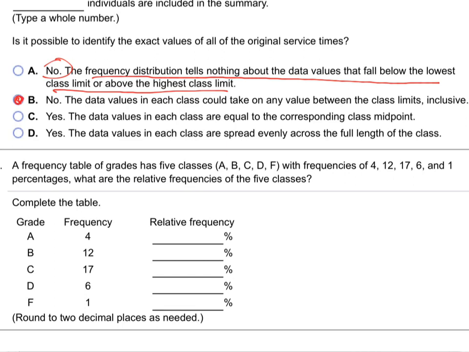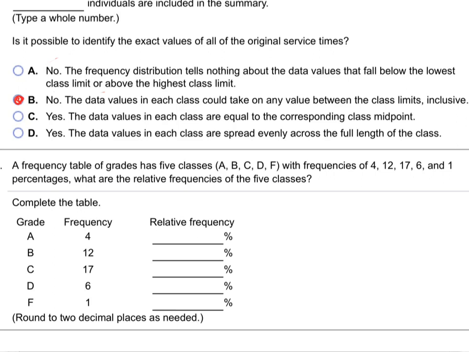It's always good to read all the options on a multiple choice test. I was just trying to show you. All right. What is wrong with A? A sounds pretty good to me. Let's see. What's wrong with A? The frequency distribution tells nothing about the data values that fall below the lowest or above the highest. Oh, yeah, no, that's good. I just read it too quick.